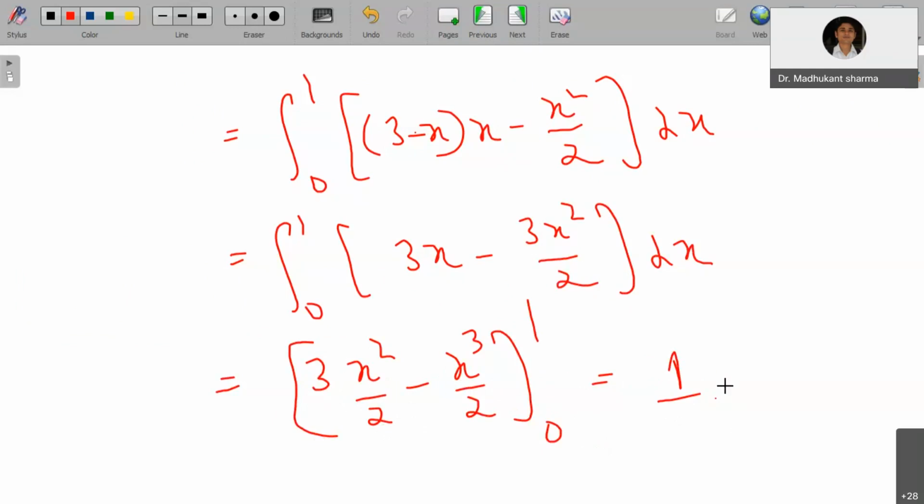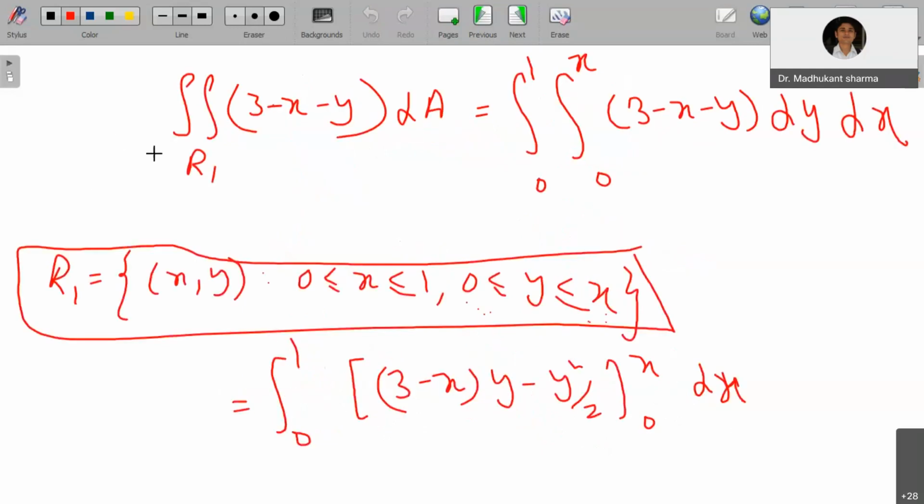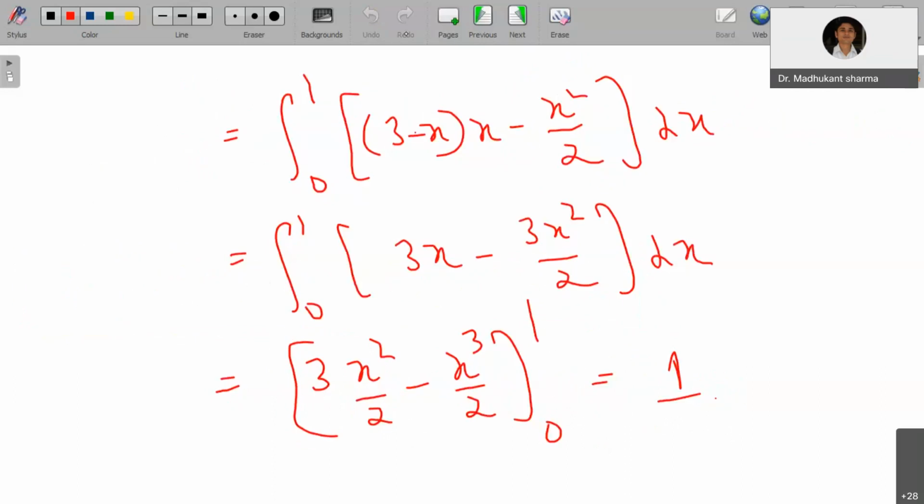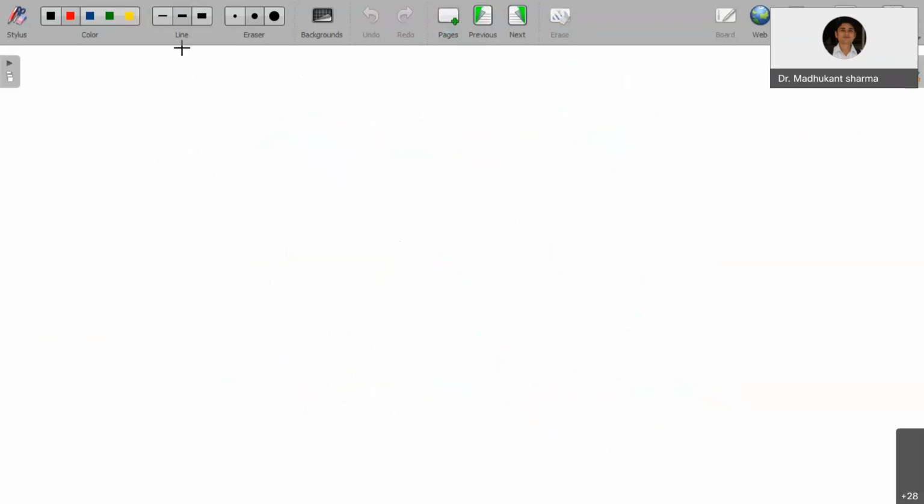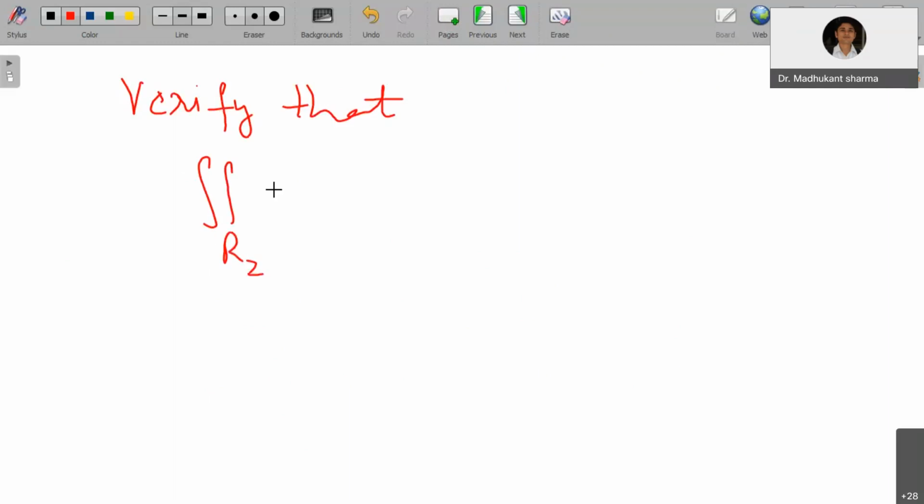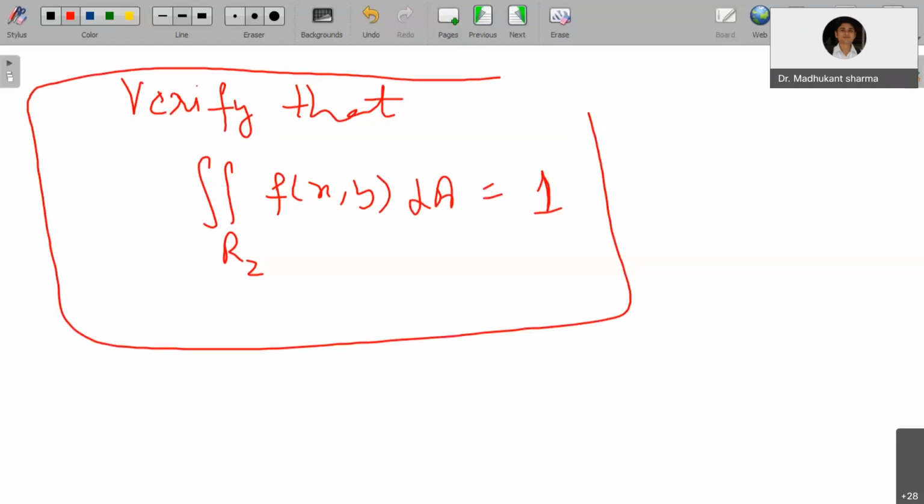Okay, you can verify that the double integral over R2 of f of x comma y dA will also be equal to 1. I'm just giving it to you as an exercise. Okay, right, I think we can stop here now. If you have any question.